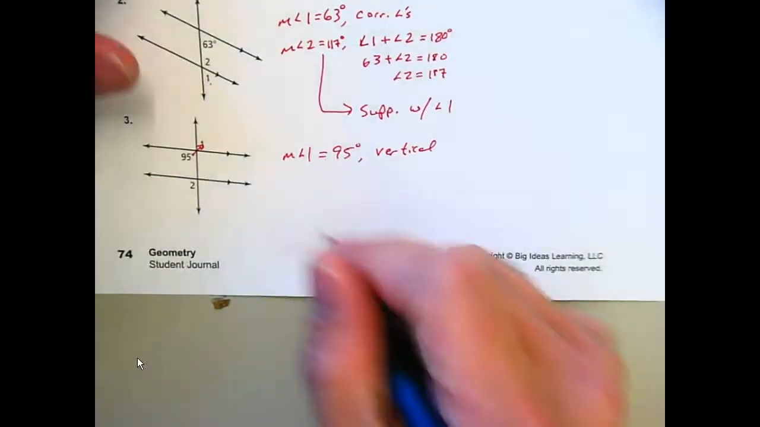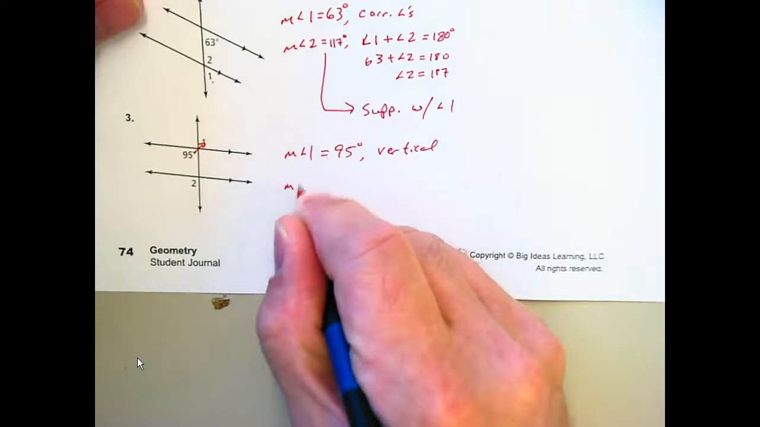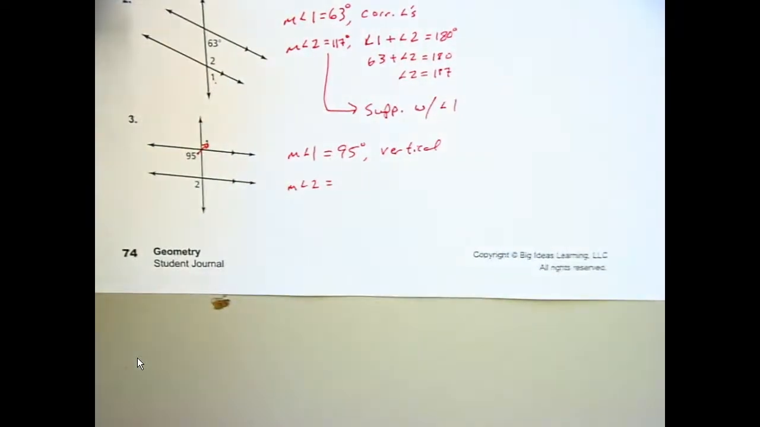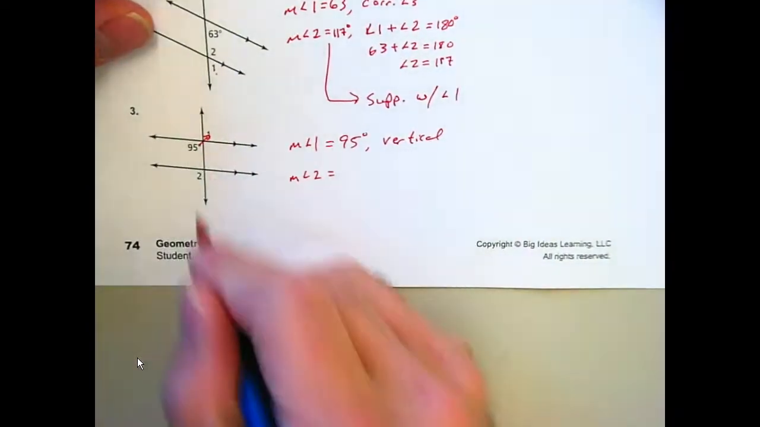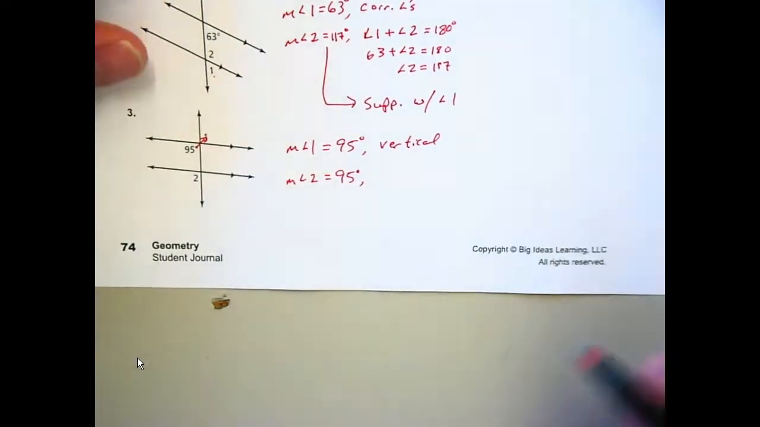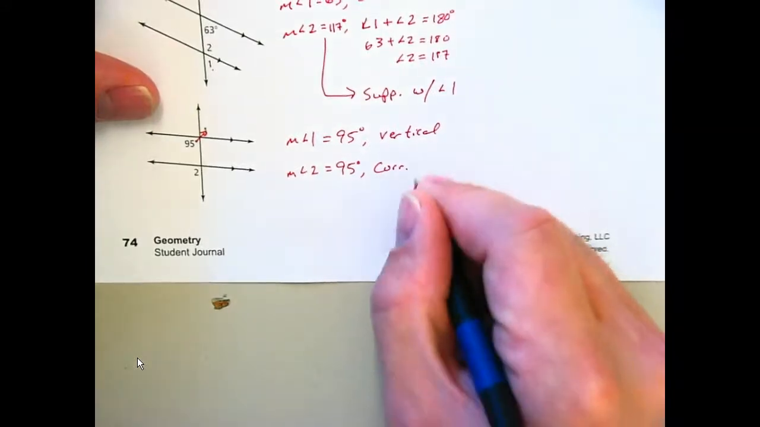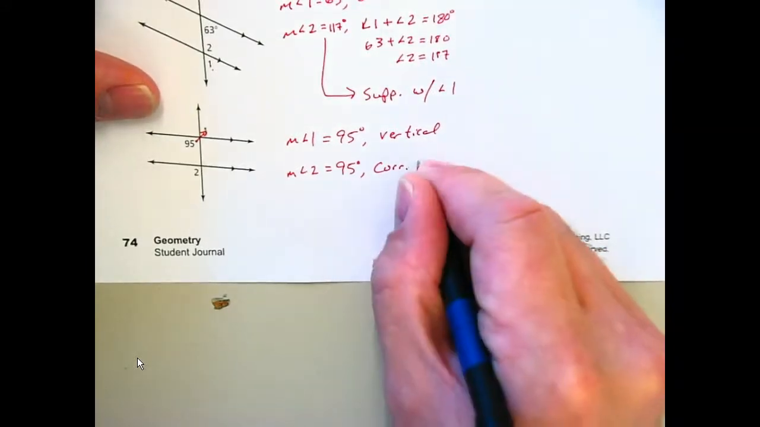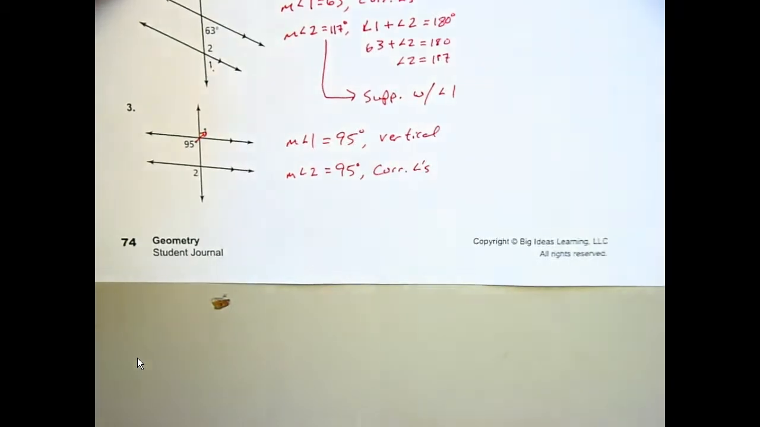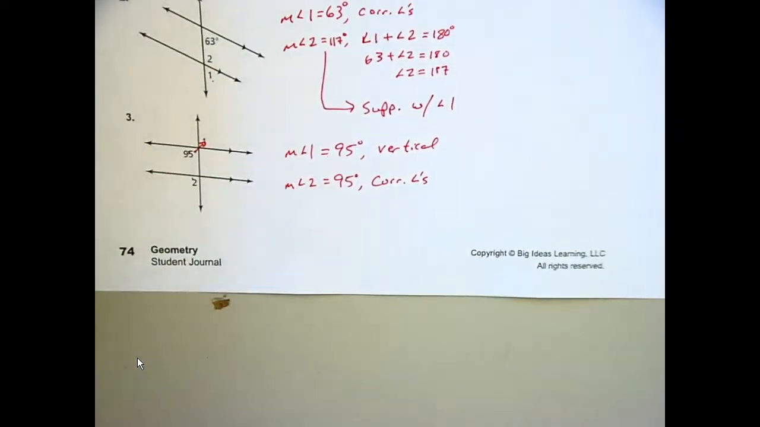Okay. I think some people are just afraid to raise their hand. That's okay. How about angle 2? Yes, Maddie? 95. KJ, is that what you got? What reason, KJ? Corresponding angles. Maddie, is that what you put? Okay. Corresponding angles. Well done. Any questions? This was good. Good job. Okay, let's go ahead and move on to the next page if you haven't done so already.